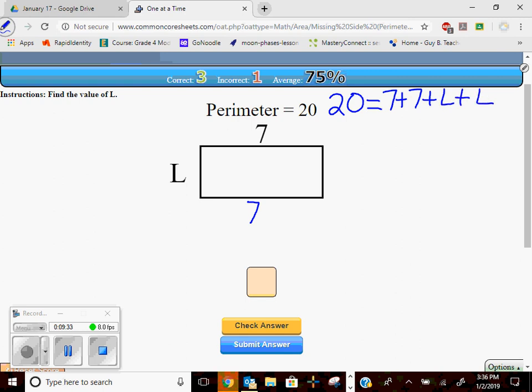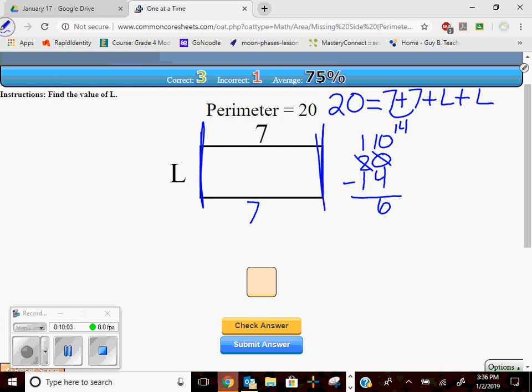So I'm going to put 2 7s in for 2 of the L's, and then I'm going to leave the other 2 as L's because I do not know them. So 7 plus 7 is 14. I'm going to subtract those 2 sides from that 20, and what I'm left with will give me what the other 2 sides equal together. I'm left with 6.